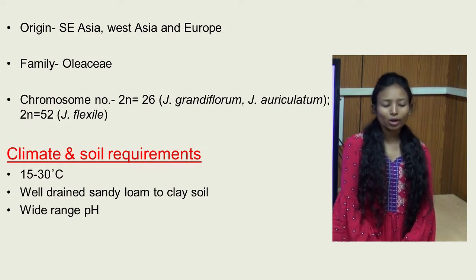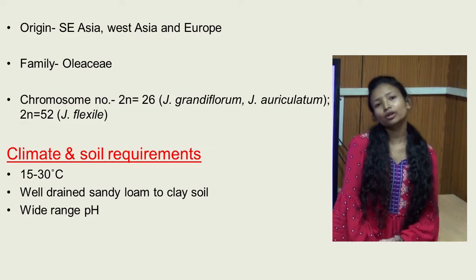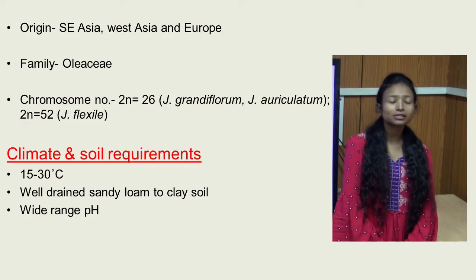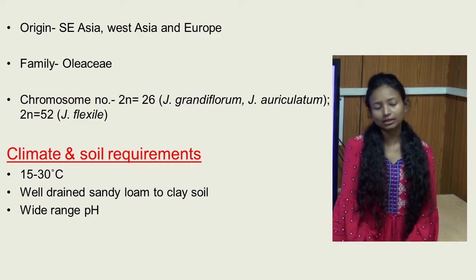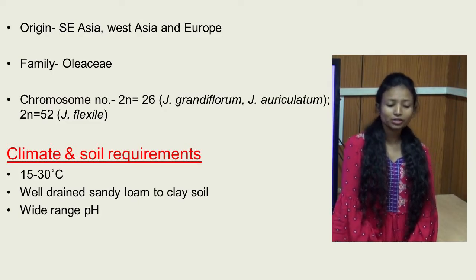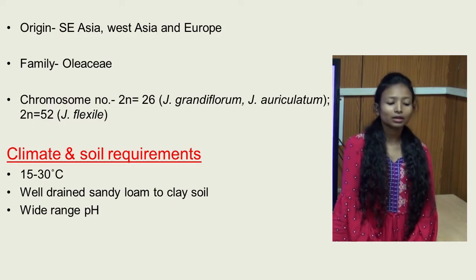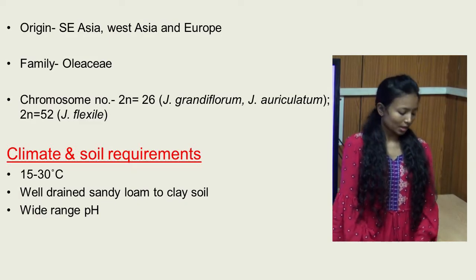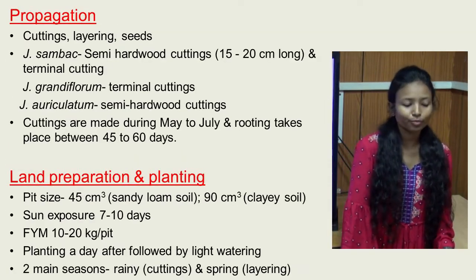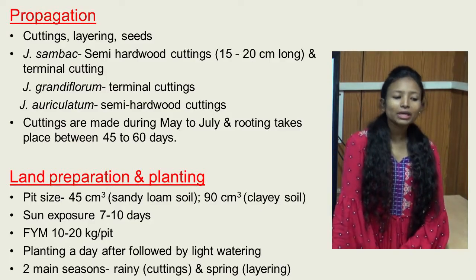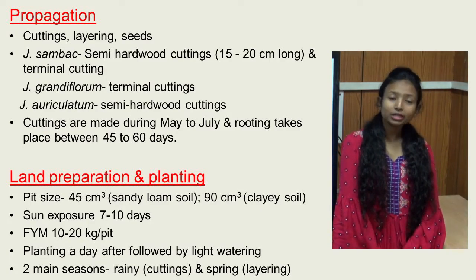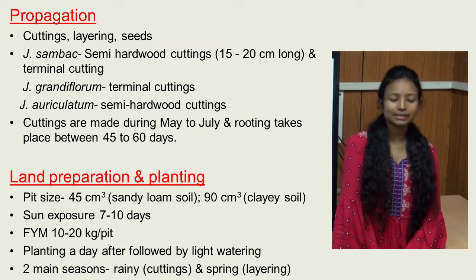For climatic and soil requirements, the climate of northern India is not as suitable as that of southern India. The favorable temperature varies from 15 to 30 degrees Celsius, and for soil, well-drained sandy loam or clay soils are well suited for its growth, and it can tolerate a wide range of pH. For propagation, it can be propagated through cuttings, layerings and seeds.